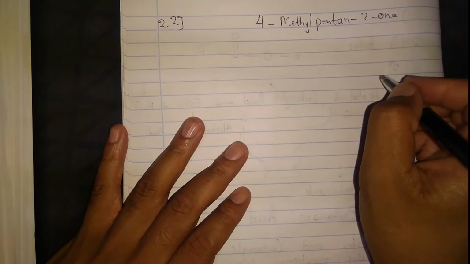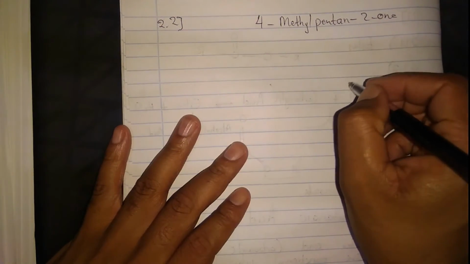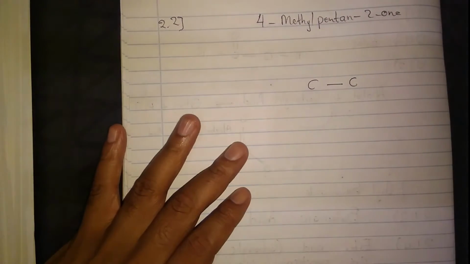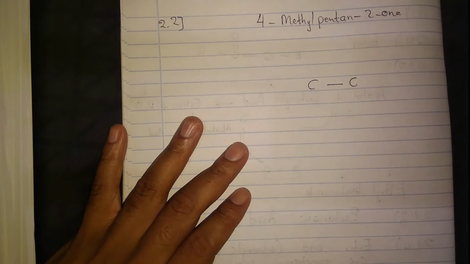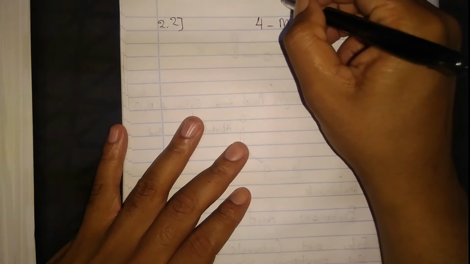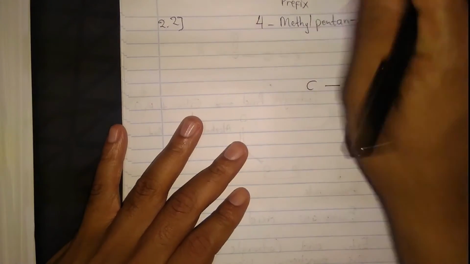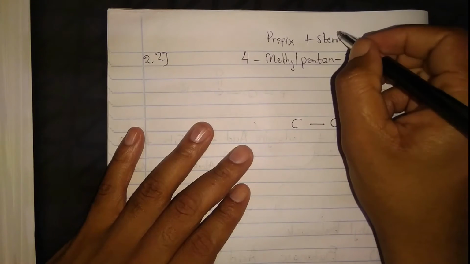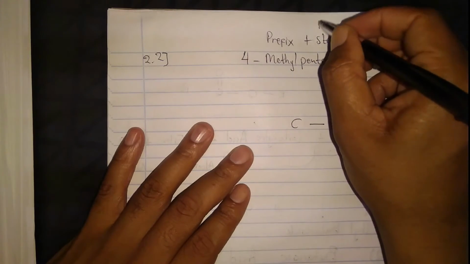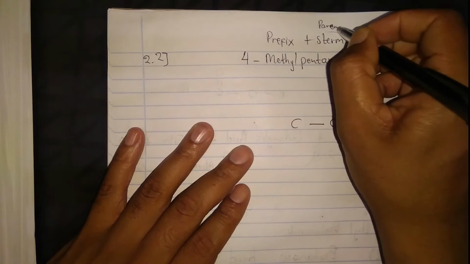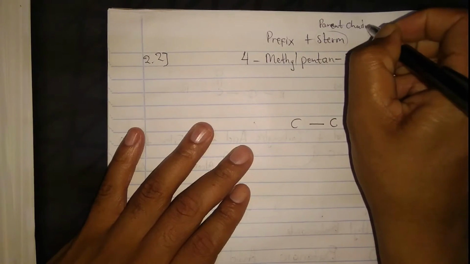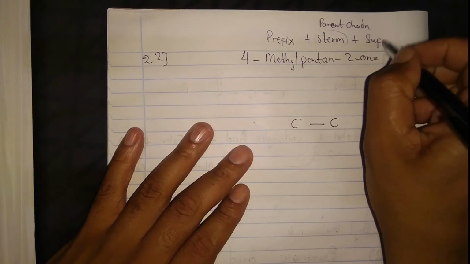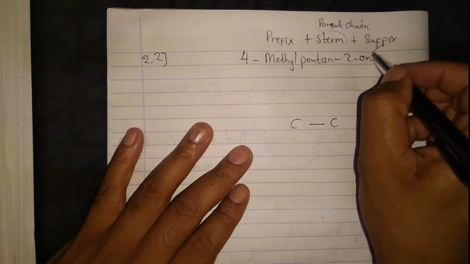Okay, let's start counting from the left to the right. So C. All right, now draw my structures. We know that an IUPAC name needs to have a prefix, right? It also has a stem or the parent chain, and it also has a suffix. So this is the suffix.